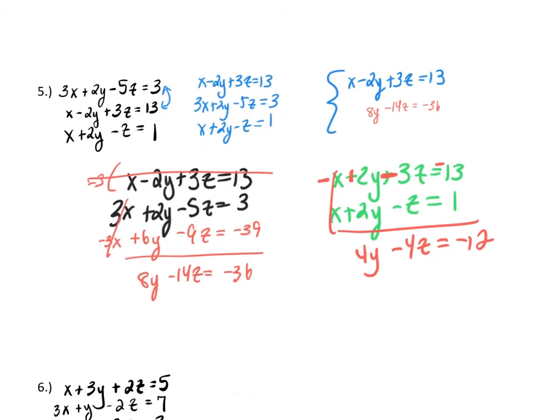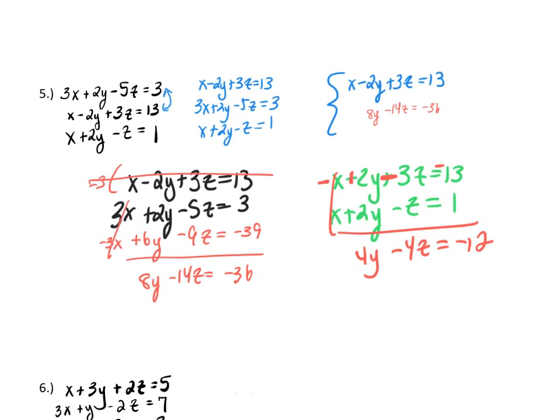Now, how do I find z? I combine these two. So I have 8y minus 14z equals negative 36. What if you combine them totally differently? Like for me, I combined x and I got negative y plus z equals 3. And then I did the negative. If you get the same answer, Mia, that's perfectly fine.